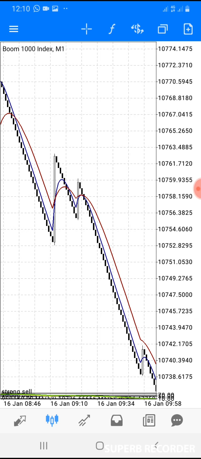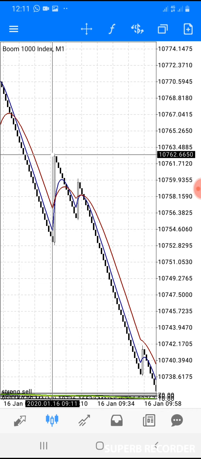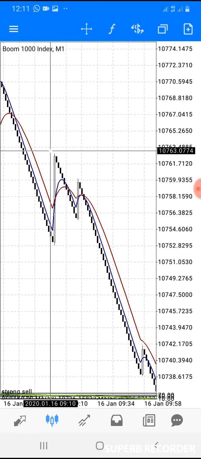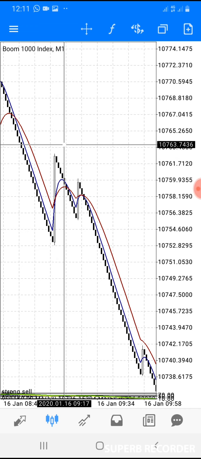Once you are in your 1 minute time frame, you are now looking to enter just after a spike. You wait for a spike to happen, and then you enter just after the wick is formed, the tail or the wick. Some call it the wick, some call it the tail, which is this part from the spike. Once the wick is formed, you enter into a sell. Remember, this is scalping for the boom. You're not trading the spike, but you're scalping the bearish candlesticks.